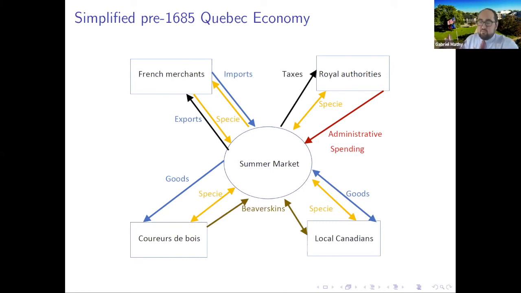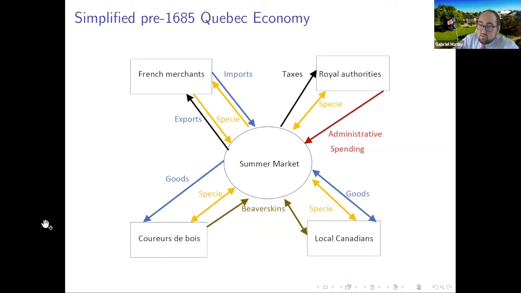So this is a kind of simplified pre-1685 economy, so before paper money. And so basically you've got kind of specie flows going back and forth. The royal authorities are doing some administrative spending. So the colony can't support itself, even though they're taxing and worsening the terms of trade in Quebec. The French authorities still have to spend. So that's going to be one source of demand, is they're just paying for bureaucrats and soldiers. And there's local Canadians, they're trading back and forth.